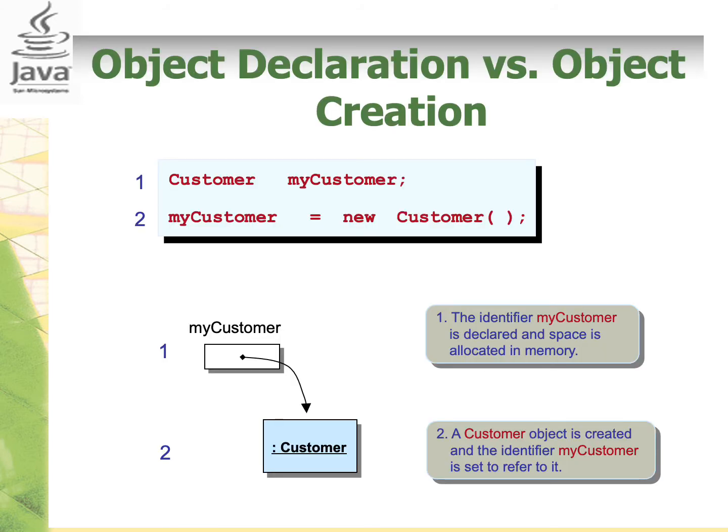This slide shows the distinction between object declaration and creation by showing the effect of executing the 2 statements in the memory allocation. Notice that the memory space for a customer object does not happen until the new command is executed. So, when we declare the object by writing Customer myCustomer, the space is allocated in the memory. When we write myCustomer equal to new Customer, it finds new, so it creates an object and the identifier myCustomer is set to refer to it.